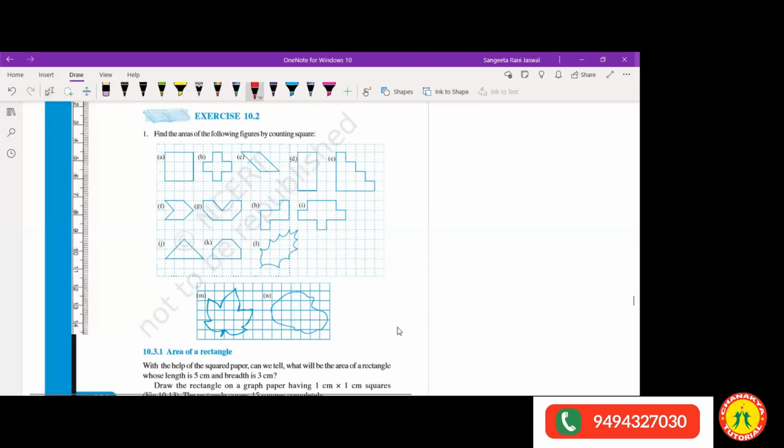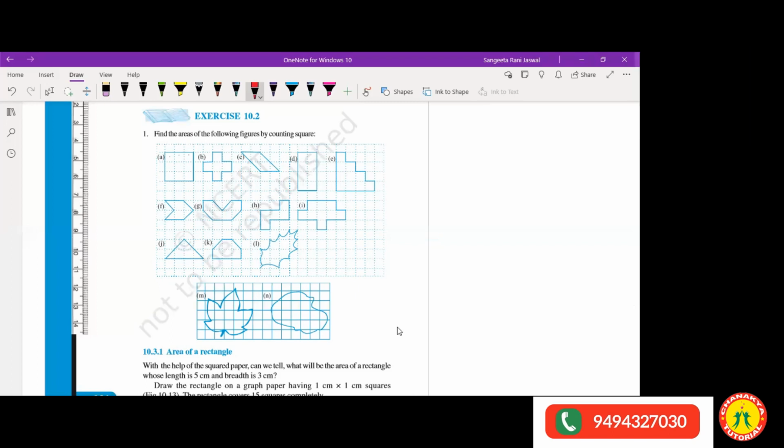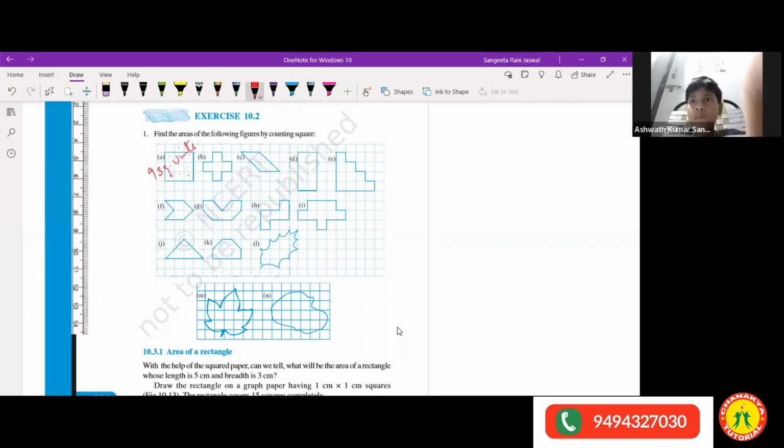In this case, how do you find the area of the shape? Just count the number of squares. This square is one square unit. 1, 2, 3, 4, 5, 6, 7, 8, 9. So this is 9 square units. You can just write it here, square units. Just count the number of squares you will get.